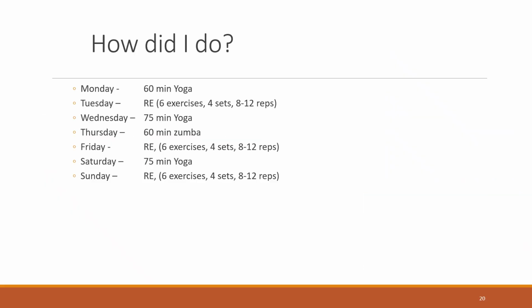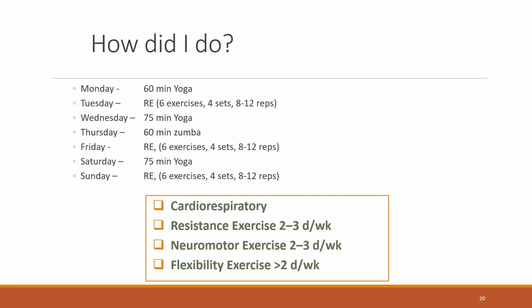Okay, so let's look at this. How did I do? If you were to say, did I meet all of the requirements based on last week's workout, based on the ACSM guidelines for exercise, their position stand? What do you think? Let's see. Did I meet my cardiorespiratory? Do you see any cardiorespiratory exercise at all that week, except for the 60 minutes of Zumba? That's all I got. So I didn't quite meet it.